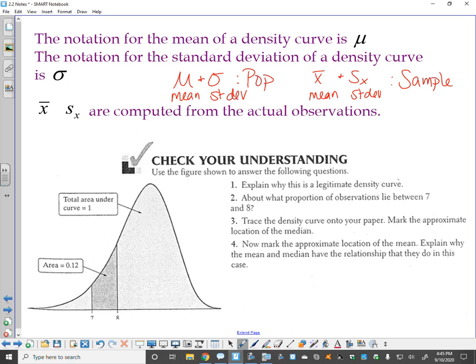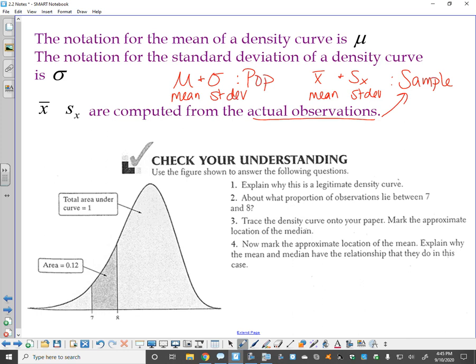Okay, so again, the notation for the mean of a density curve is mu. The notation for the standard deviation of a density curve is sigma. X bar and S sub x are computed from the actual observations. That is your sample.